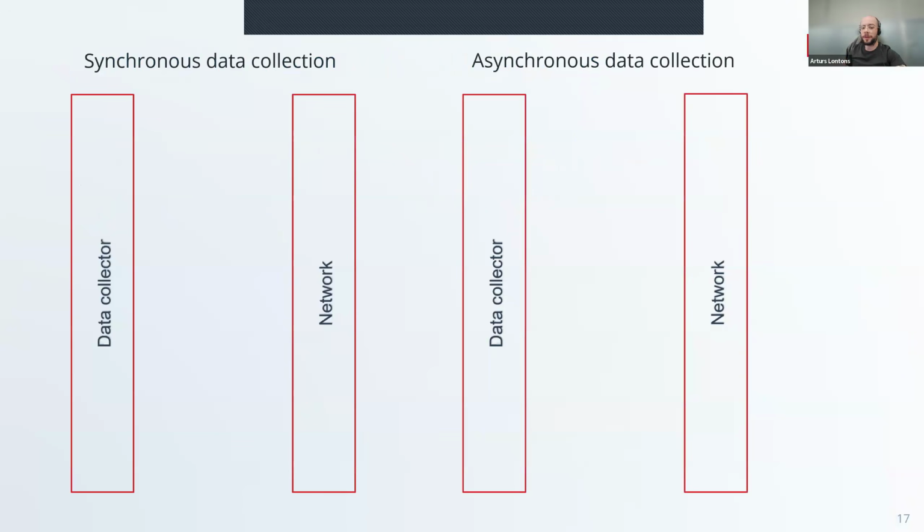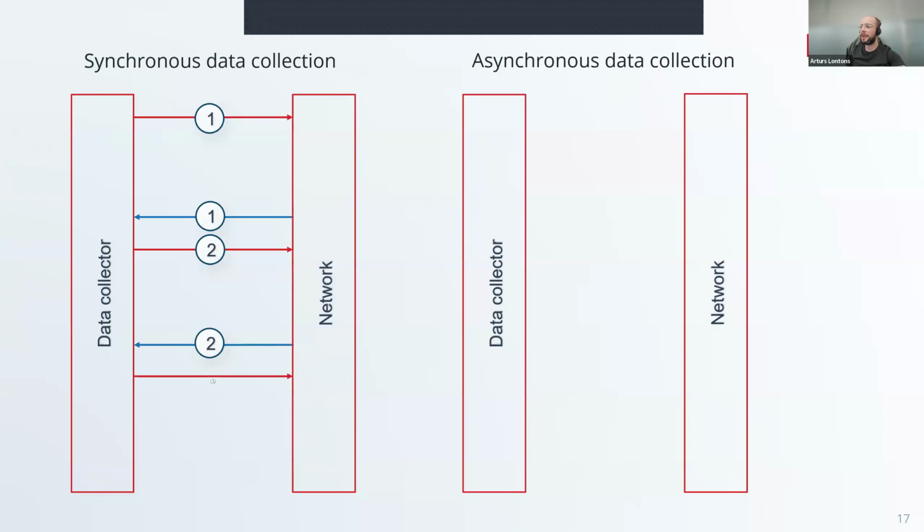And the way this works, we will have a nice visualization over here. So we have the old synchronous data collection on our left side, right? So we request a metric, receive a metric. Then we request metric number 2, receive metric number 2, and so on. So you can see how this can be slow.